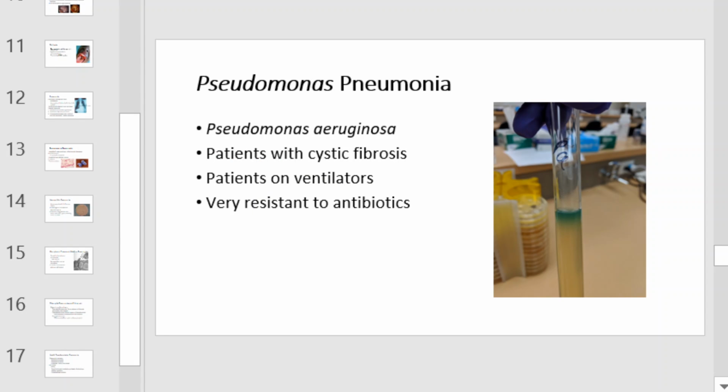Pseudomonas pneumonia is caused by Pseudomonas aeruginosa. This is common in patients with cystic fibrosis, patients who are on ventilators, or patients who themselves are resistant to antibiotics. The organism is also very resistant to antibiotics.